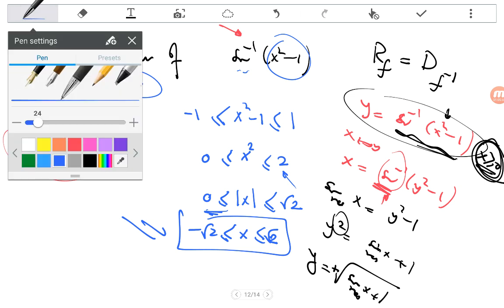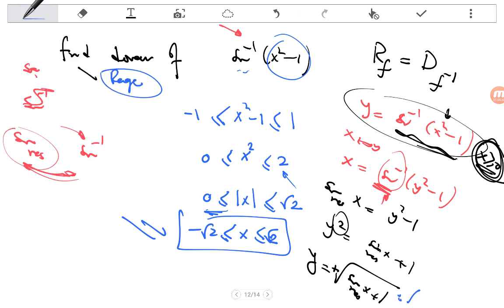What is the domain in this case? So this is the f inverse. What is the domain of f inverse? It is the restricted sine, so that will be from negative pi over 2 to pi over 2, which is exactly the range of f. Okay?